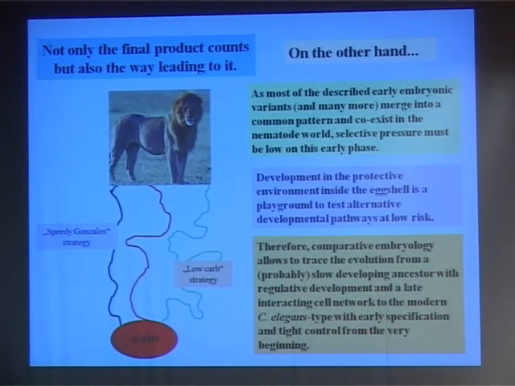And comparative embryology allows us to trace the evolution from probably a slow developing ancestor with regulative development and a late interacting cell network to the modern C. elegans type with early specification and a tight control from the very beginning.